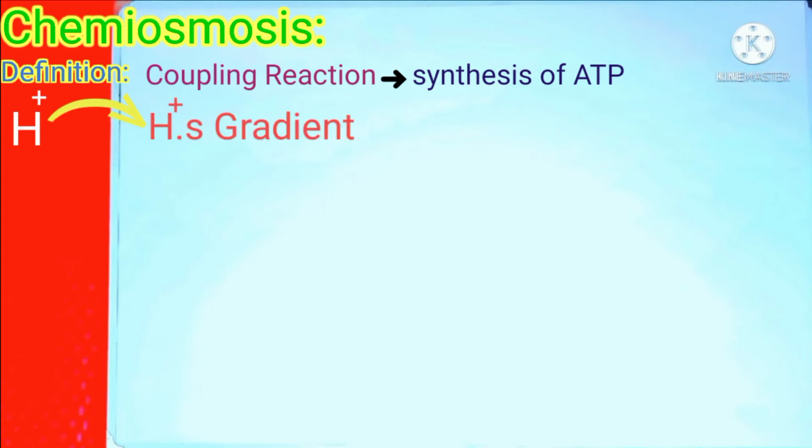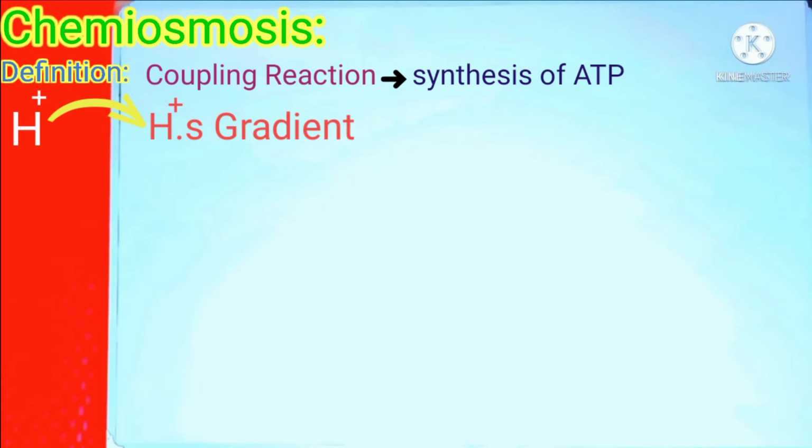Students, chemiosmosis is a coupling reaction during which the synthesis of the ATP molecule occurs during the movement of hydrogen ions across a hydrogen ion gradient. Therefore, the definition of chemiosmosis is the coupling reaction in which the synthesis of the ATP molecule takes place during the movement of hydrogen ions across the hydrogen ion gradient.